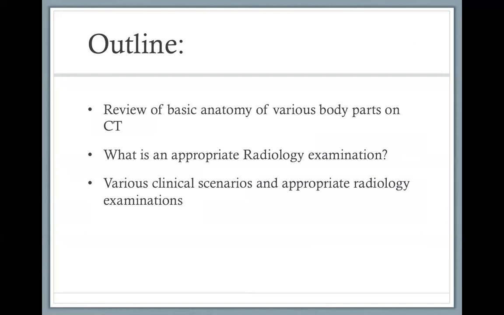What I will do is focus on reviewing the anatomy of various body parts, using CT for that. We will talk about appropriate radiology exams, and then we will use different scenarios to understand appropriate radiology examination. I don't want you to bother a lot about the clinical scenario. Most of these are simple and straightforward, and even come from real life examples. But I want you to focus on how to think about selecting one imaging modality versus the other.